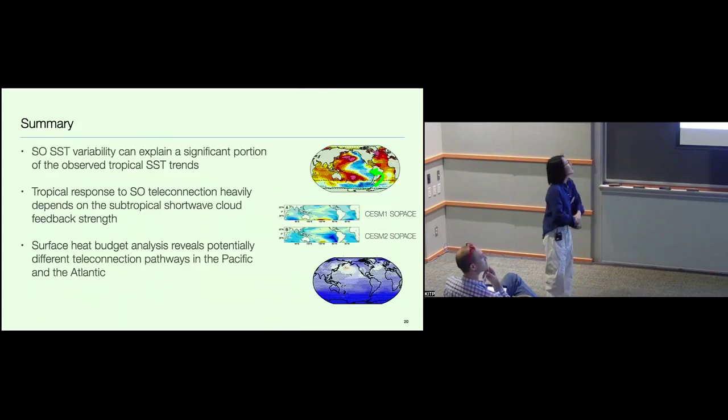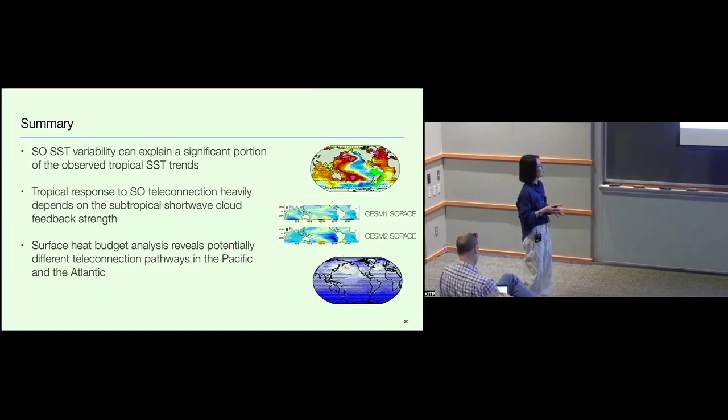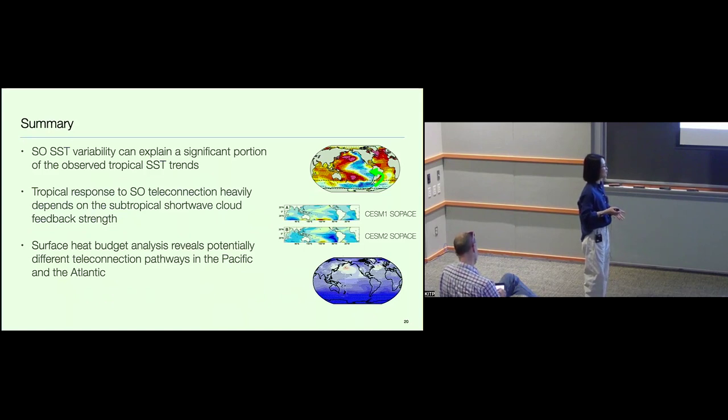All right, so to summarize, I've shown that the Southern Ocean SST variability can explain a very significant portion of the observed tropical SST trends, and the strength of the teleconnection, again, confirms that it depends strongly on the subtropical low cloud feedback. And the surface heat budget analysis reveals potentially different teleconnection pathways in the Pacific and the Atlantic. And I would really be interested in looking further into this issue because so far a lot of the focus has been on the Pacific basin only. So thank you.